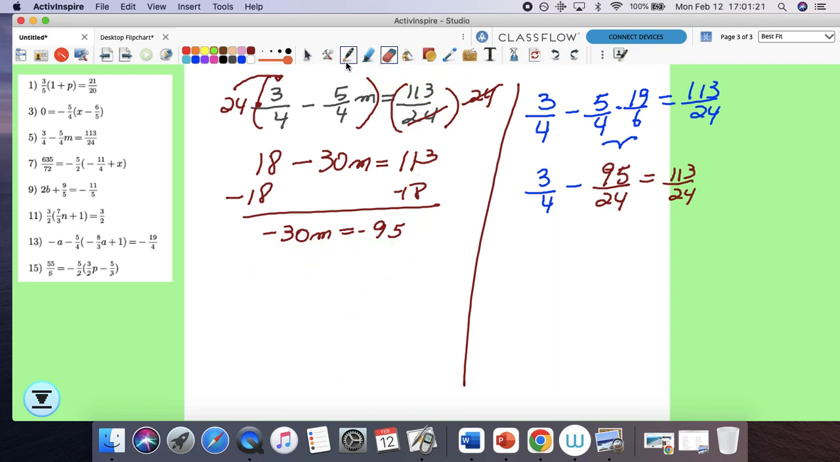We're at this point, right? So first of all, my mistake was here. 95. Divide both sides by negative 30. M equals a negative number, negative 95 over 30. Simplify, divide by 5, we can get negative 19 over 30 divided by 5 is 6. Negative 19 over 6. So this is just negative.